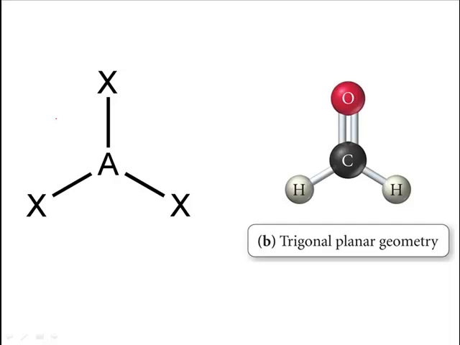Trigonal planar: a central atom with 3 things around it. This is formaldehyde, H2CO. This structure here has how many electron domains? 3 electron domains. One of the electron domains is a what type of bond? Double bond. It has a sigma and a pi. That's a sigma, that's a sigma.